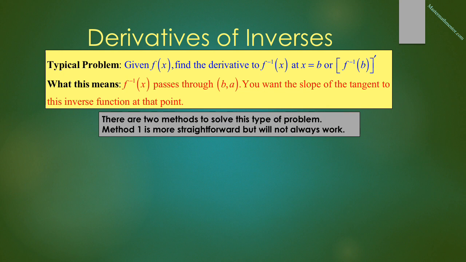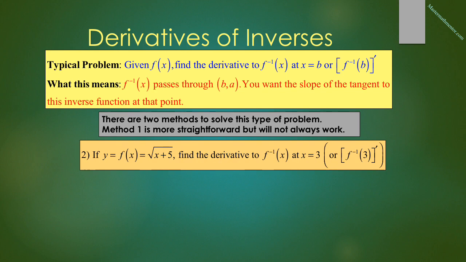We will find that there are two methods to solve this type of problem. Method 1, shown below, is more straightforward, but unfortunately will not always work. So let's look at problem 2. If y is equal to f of x, which is the square root of x plus 5, find the derivative of f inverse of x at x is equal to 3, which is the same thing as saying find f inverse of 3 prime.